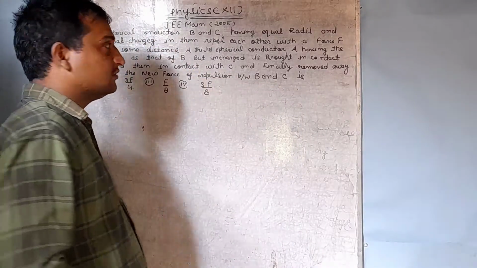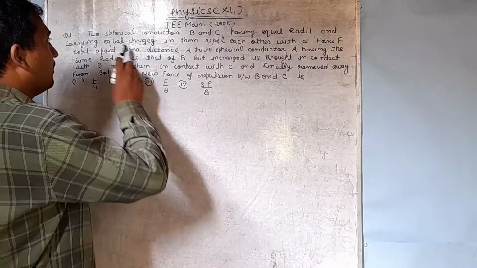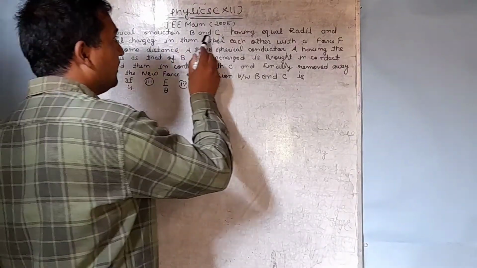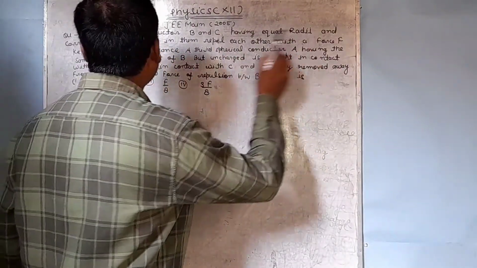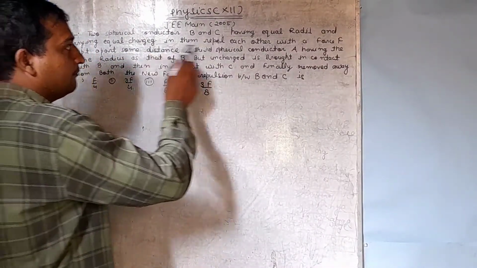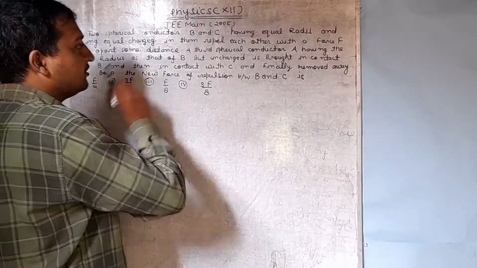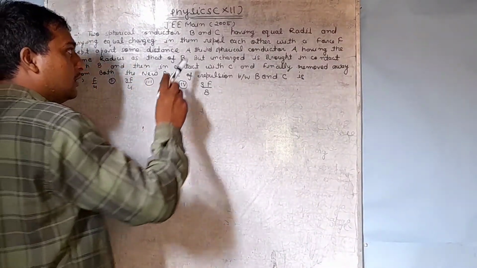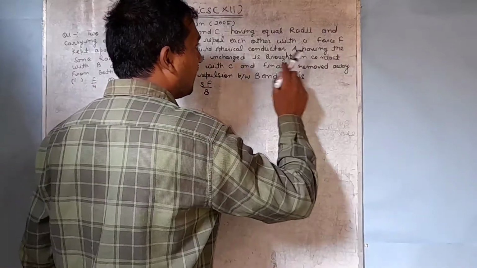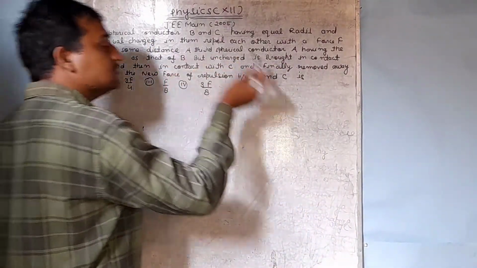This question is JEE Main 2005. What is the question? Two spherical conductors B and C having equal radii and carrying equal charges repel each other by a force F when kept apart at some distance. Now what happens? A third spherical conductor A has the same radius as B but is uncharged.